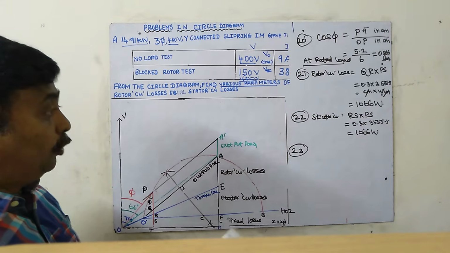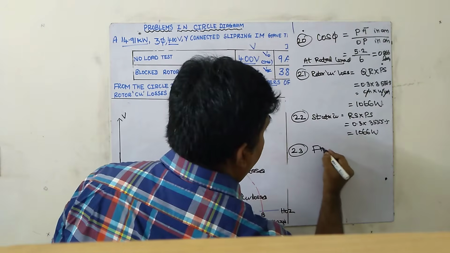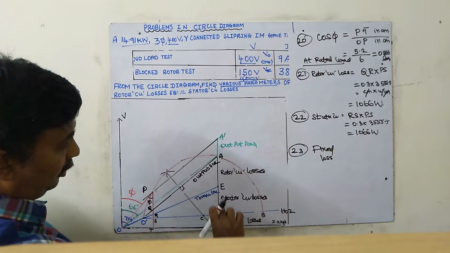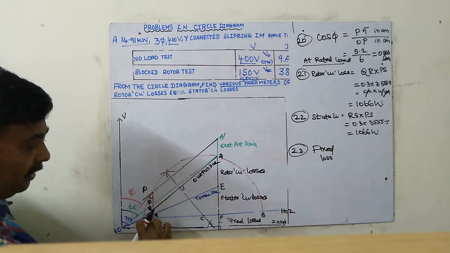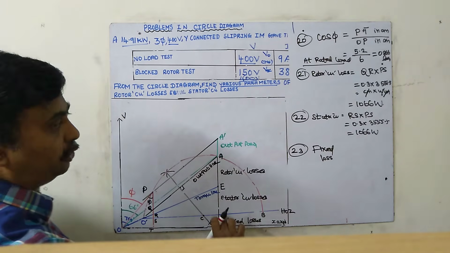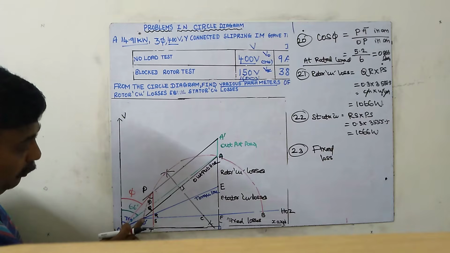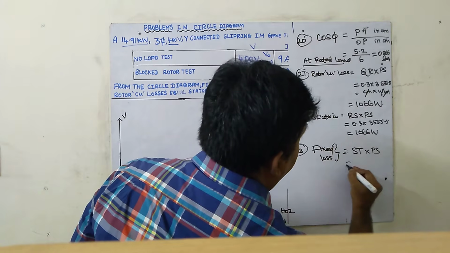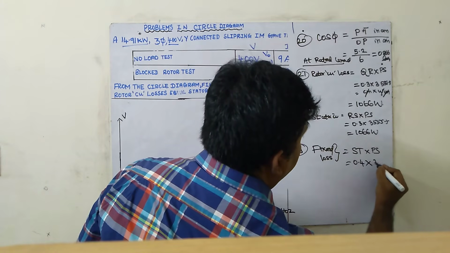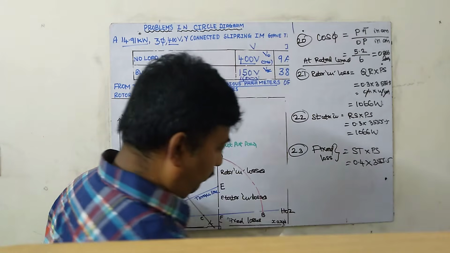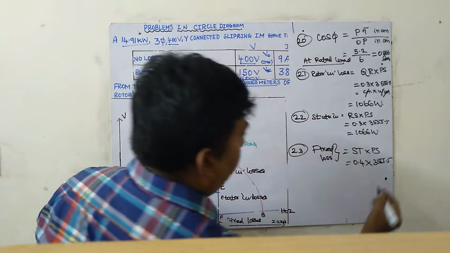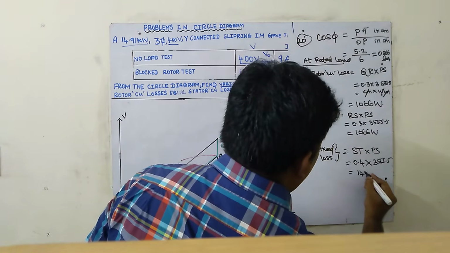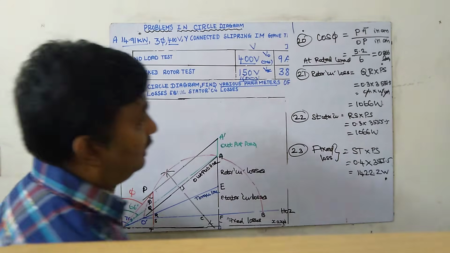What is the 23rd step? The 23rd is fixed losses. What are fixed losses? This is the rotor copper loss, this is the stator copper loss. Fixed losses will be fixed for either full load or short circuit cases. In any case, fixed losses will be the same. So what is the value? ST into the power scale. ST I am getting 0.4, into the power scale 3555.5. So I am getting 1422 watts.